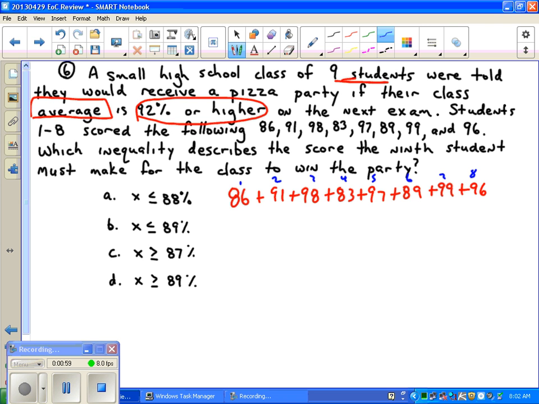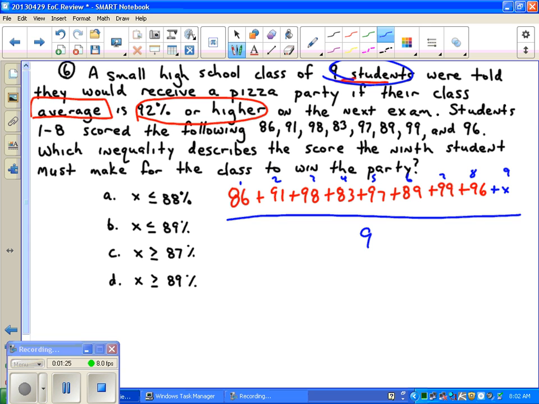But it doesn't say there are 8 students. It says there are 9 students. So there's one more student. We don't know what that student scored. So anytime we don't know something, we represent it with a variable, plus an unknown score. That'll be student number 9. If we're talking about the average, you add all of those up and you divide it by however many scores there were, 9. So when we add all of those numbers up, we get the number 739.